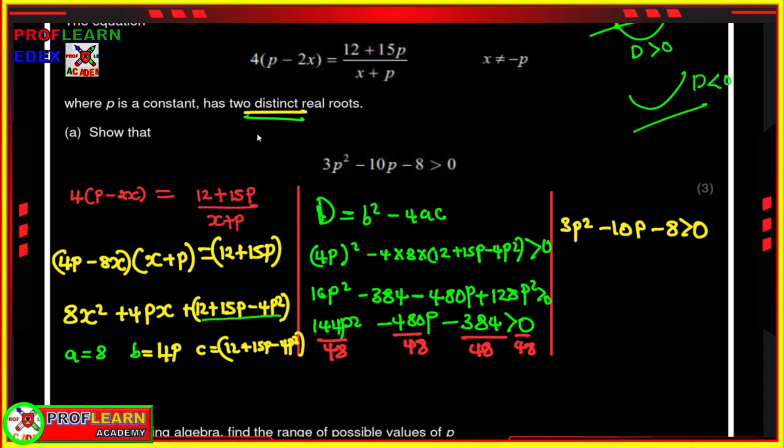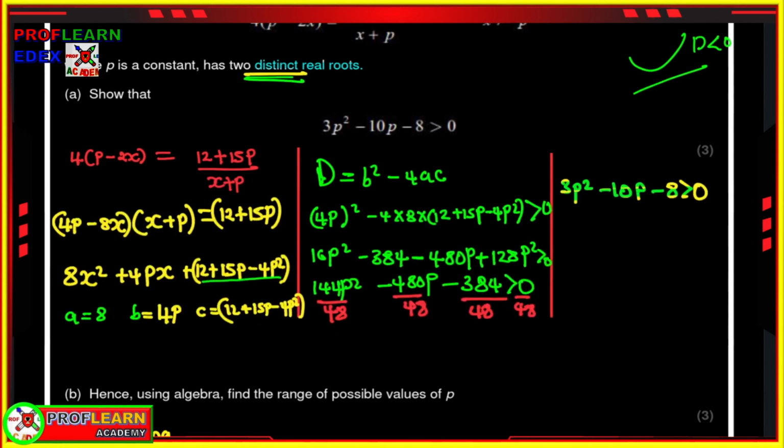Then we shall say now, because it has two distinct roots, the discriminant is going to be greater than 0. So remember, discriminant is obtained by b squared minus 4ac. Our b is 4p. So we shall substitute, and then once we work it out, we're going to get our equation like that.